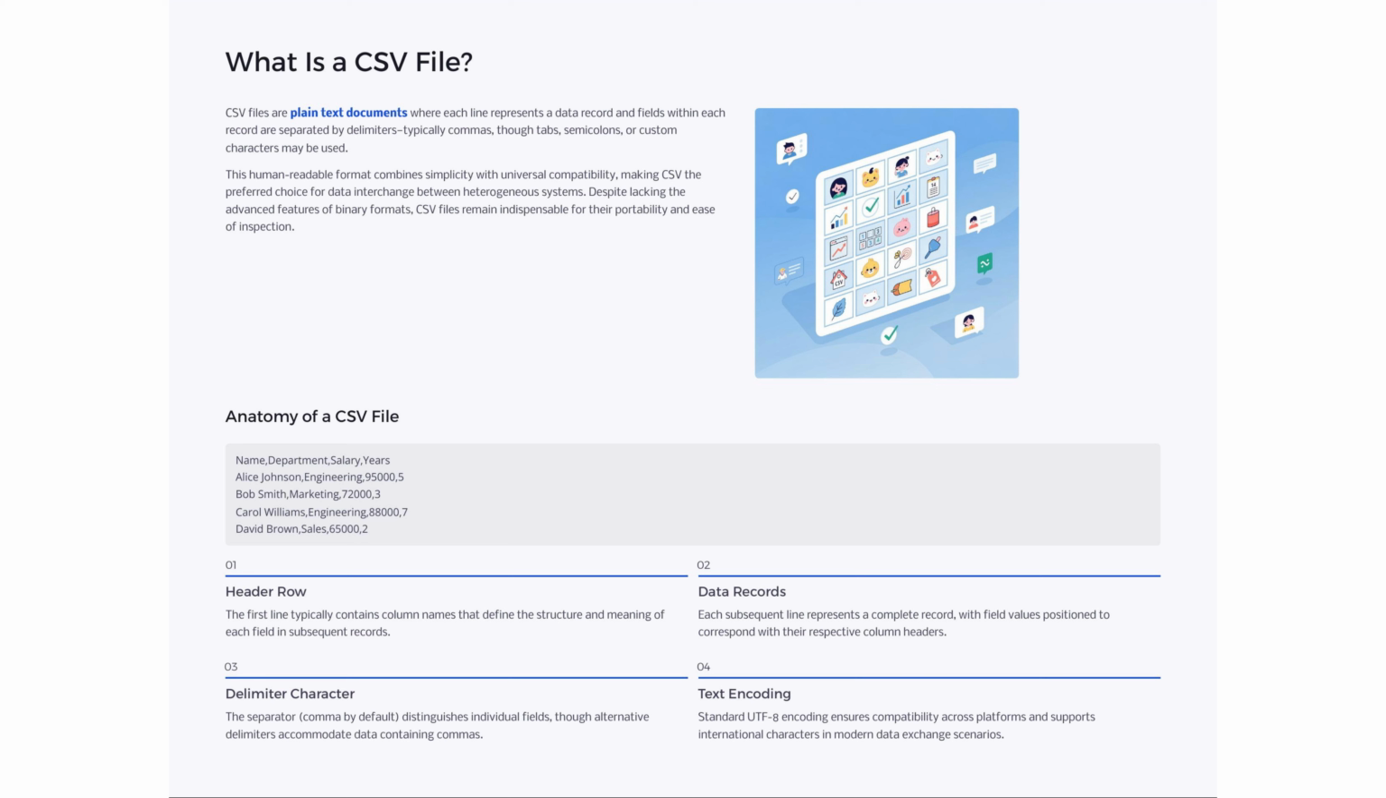CSV files are plain text documents where each line is a data record, with fields separated by delimiters like commas. The first line, or header row, defines column names. Subsequent lines are data records, aligned with headers. Delimiters can vary, and UTF-8 encoding ensures cross-platform compatibility, supporting international characters in data exchange.